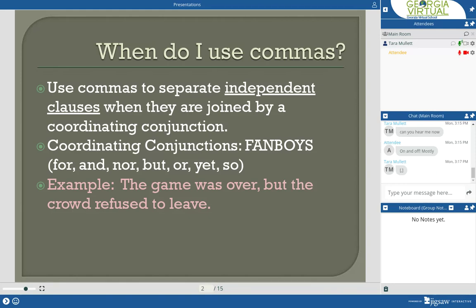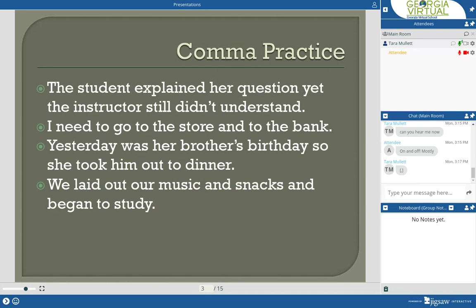We're putting in a coordinating conjunction, the word but, because they are kind of opposites of each other. When the game is over, you kind of expect the crowd to leave. But in this situation, the crowd refused to leave. And then when we put in that coordinating conjunction, you need a comma. So let's take a look at the next slide where you're going to see some examples.